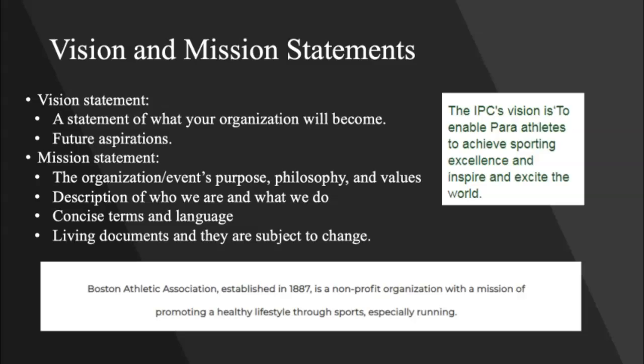Look at the vision: very broad, kind of a vague statement, right? What they're trying to do is allow para-athletes to have the opportunity to achieve their best, and also, through their participation in sport, inspire the next generation and the entire world. So that's the vision, a very vague statement. They didn't tell you where this organization will go. They just give you broad aspirations. In terms of a mission statement, we normally include the organization's purpose. We will talk about your philosophy and your values, describe who we are and what we do, and use concise terms and language.